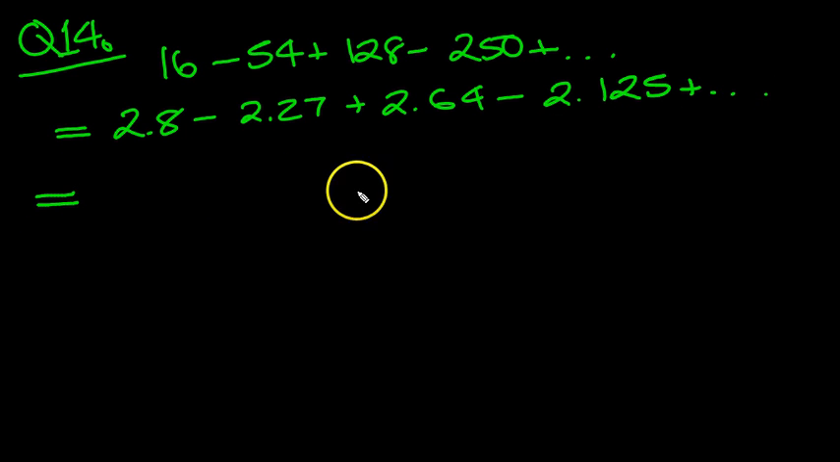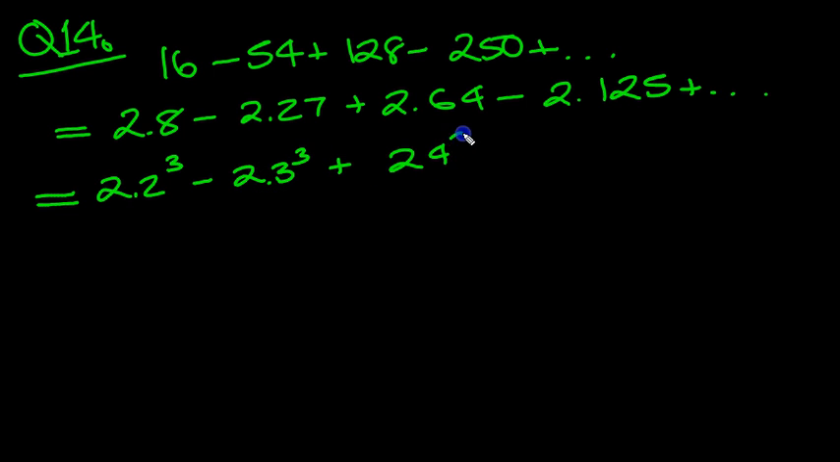Now the 8 I can write as 2 cubed, so it's 2 times 2 cubed, minus 2 times 3 cubed, isn't it? Because that's 27. Plus 2 times 4 cubed, minus 2 times 5 cubed, which is 125, plus dot dot dot. Good. So the pattern is starting to emerge then, isn't it? The only thing now looks like we need to take care of is the alternating signs.